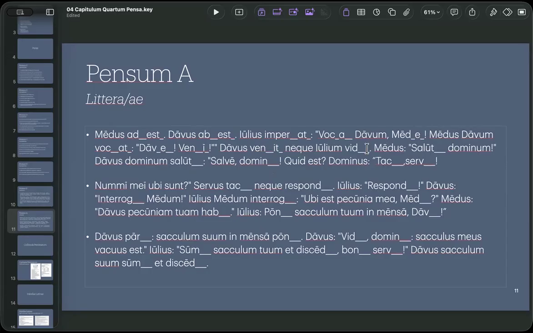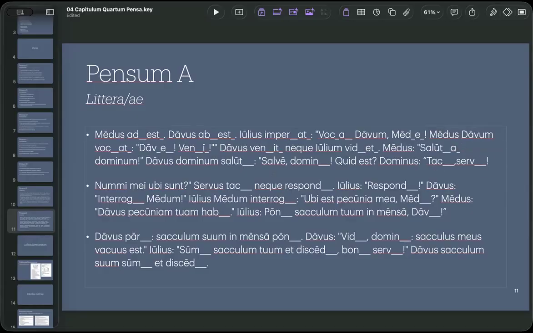Neque Julium videt. Medus: Saluta dominum. And Medus is being quite correct here. When the master calls, it's like the army: Private Connor. Aye, aye, sir. Yes, sir, depends on which branch of the military. Medus, saluta dominum. Davus dominum salutat. Salve, domine. Quid est?